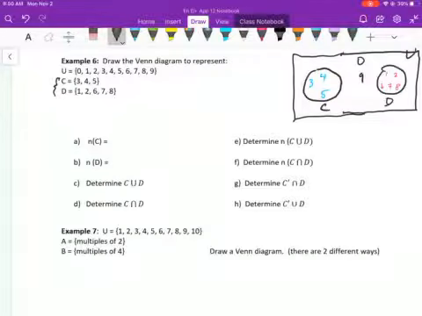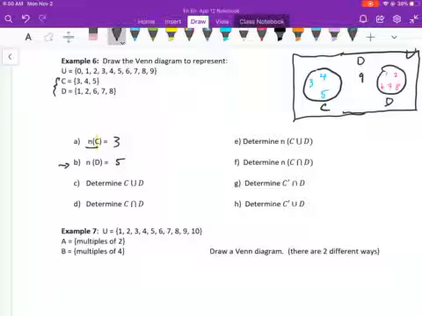So I am just going to go through this and identify the number of elements in set C. I'm going to say 3. There are 3 elements. I'm going to identify the elements now in set D. Set D has 5 elements.